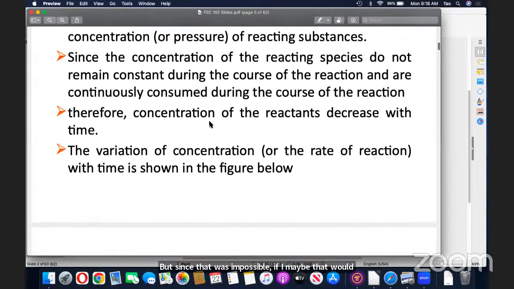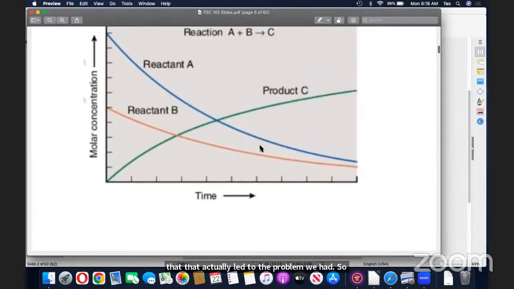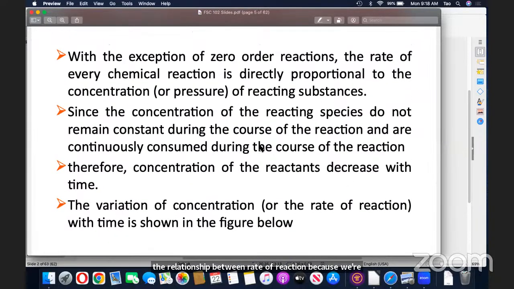Because I was just trying to demonstrate to you the relationship between rate of reaction, because we're talking about concentration. And the thing with concentration is that when concentration increases, rate of reaction increases. It's the same thing as pressure.